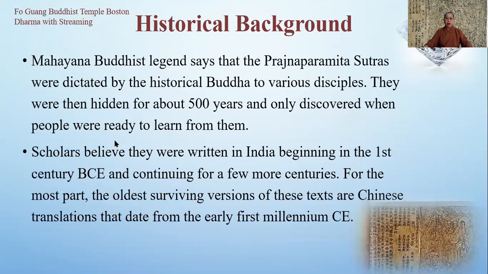So, historical background. Mahayana Buddhist legend says that the Prajna Paramita were dictated by the historical Buddha to various disciples. They were then hidden for about 500 years after the Buddha passed away and only discovered when people were ready to learn from them. Scholars believe they were written in India beginning in the 1st century BCE and continuing for a few more centuries. For the most part, the oldest surviving versions of these texts are Chinese translations that date from the early 1st millennium CE.